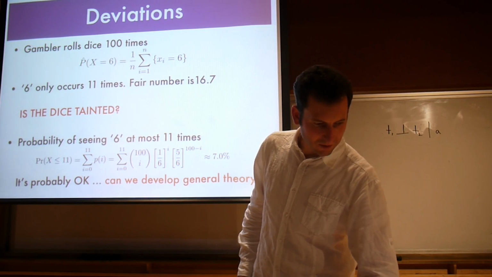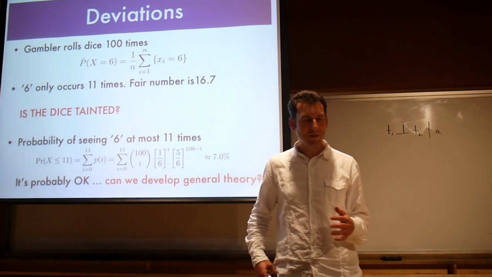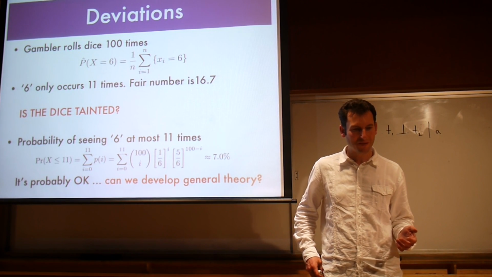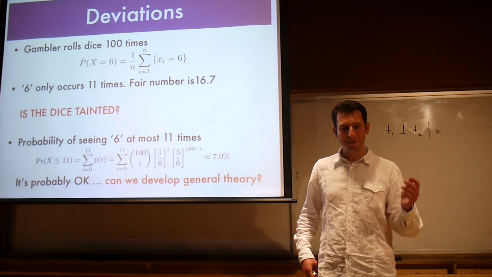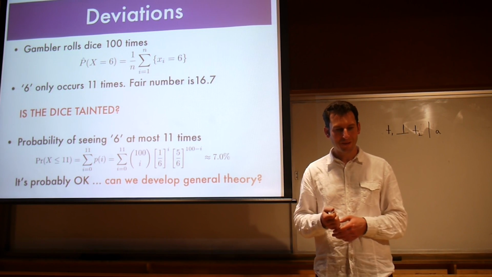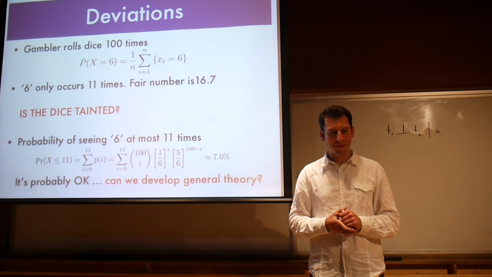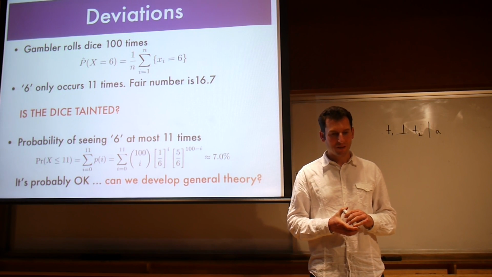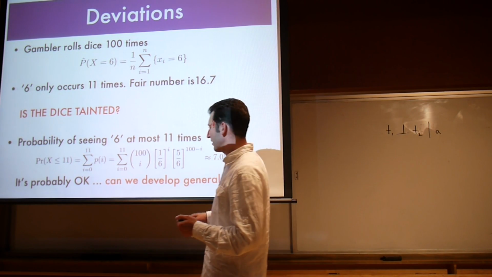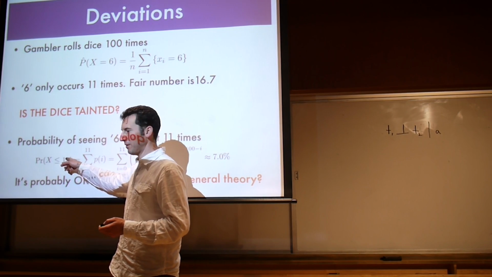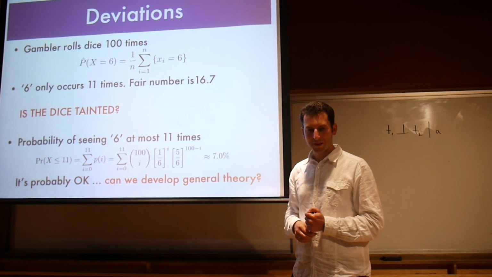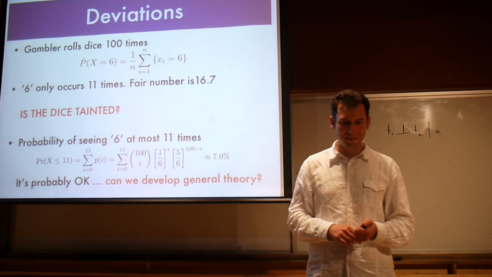Now, here's an example of the type of question you might want to answer. A gambler rolls the dice 100 times, and the 6 only comes up 11 times. The fair number, of course, would be 16.7. So you want to know whether the dice is wrong, and so you can actually work out that sum. At least your computer can easily do that. The probability that it will occur 11 times or less is around 7%. So that tells us that things are probably okay.